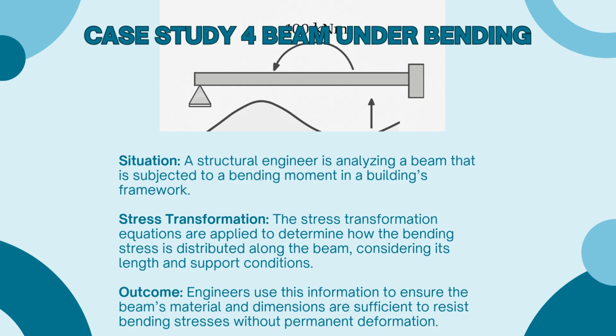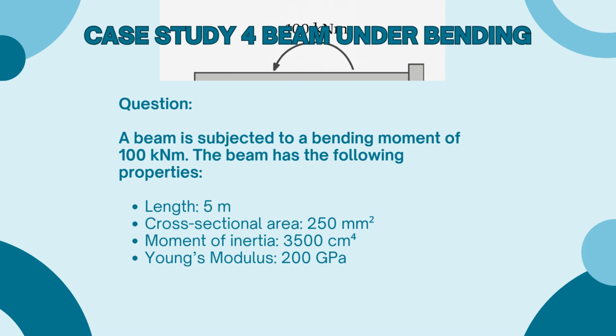Let's now look at case study 4, beam under bending. Situation: a structural engineer is analyzing a beam subjected to a bending moment in a building's framework. The bending stresses are critical to ensuring the beam's strength. Stress transformation: the stress transformation equations are used to calculate how the bending stress is distributed along the beam, taking into account its length and support conditions.